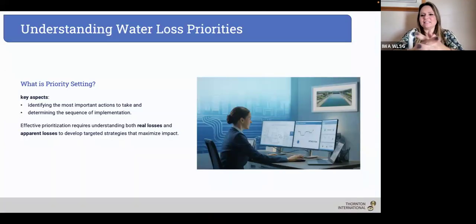Okay, let's start talking about understanding water loss priorities here. So what is priority setting?